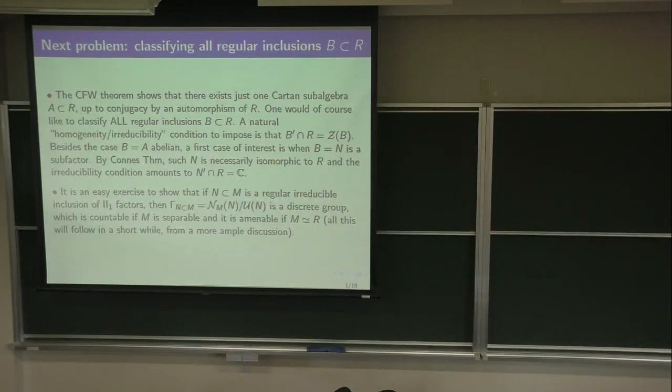The next, of course, case of interest is when B is a subfactor, and then this condition amounts to N, which when it is a II1 factor I generically call N, having trivial relative commutant in R. Okay, and I said that then the normalizer divided by the unitary group of N will be a countable group, it's very easy to see, and amenability of the ambient algebra translates into this, implies that this group is amenable.